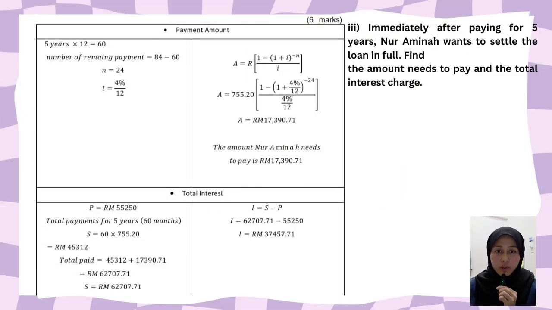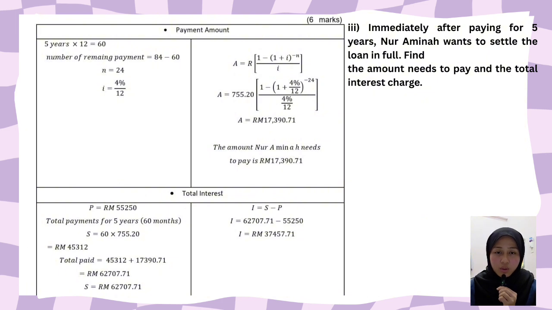3 Roman. Immediately after paying for 5 years, Nur Aminah wants to settle the loan in full. Find the amount needed to pay and the total interest charged. Firstly, we need to find the payment amount, which is 5 years multiplied by 12 equals 60. Number of remaining payments is 84 minus 60, which equals 24. i equals 4% divided by 12.